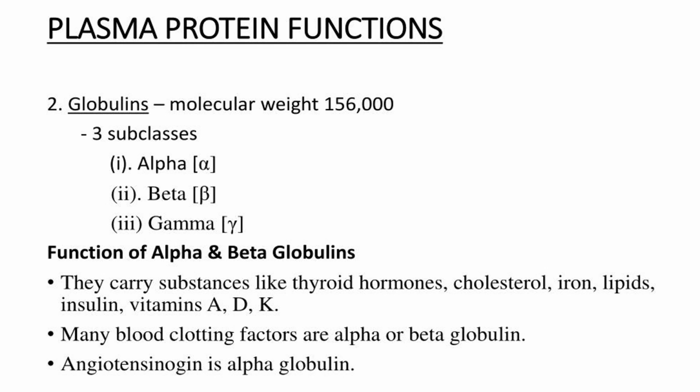Must remember that most of the clotting factors are either alpha or the beta globulins. You have heard this word angiotensinogen, if you recall, when we discussed peptides. Angiotensinogen is a protein, and as we know, most of the peptides derive from the breakdown of proteins. So angiotensinogen is converted into angiotensin 1 and 2, which are the deca and the octapeptides, and which have a role in maintenance of the blood pressure.